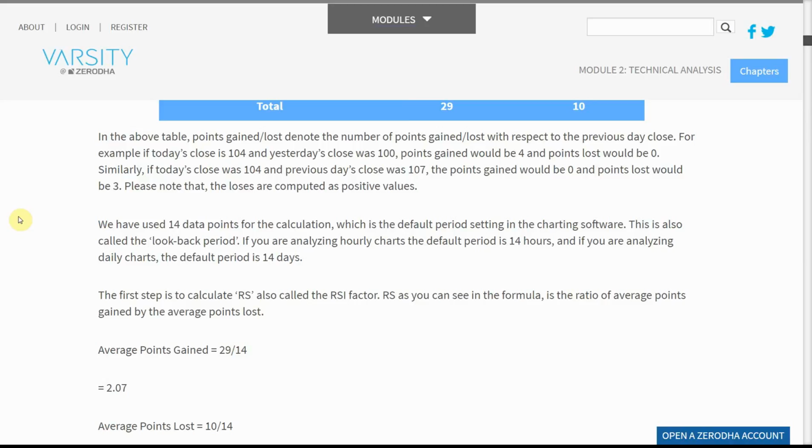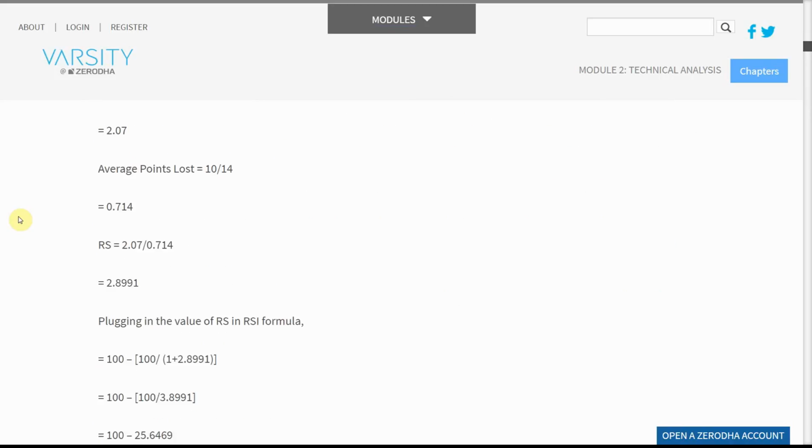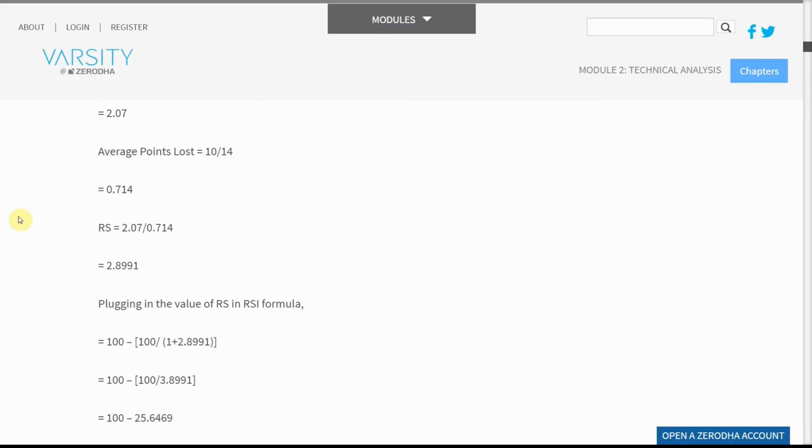The first step is to calculate RS, also called the RSI factor. RS, as you can see in the formula, is the ratio of average points gained to average points lost. Average points gained equals 29/14 equals 2.07. Average points lost equals 10/14 equals 0.714. RS equals 2.07/0.714 equals 2.8991.